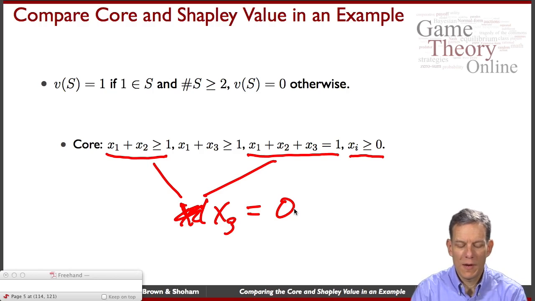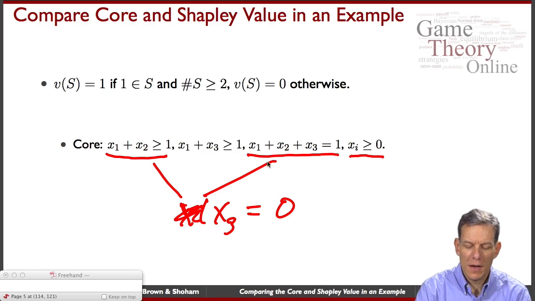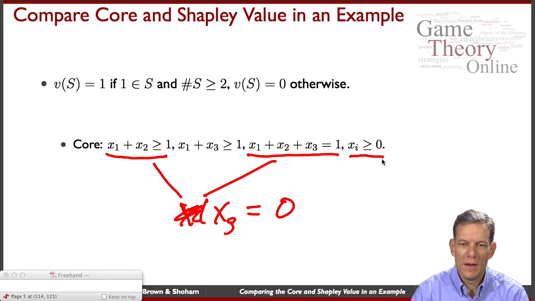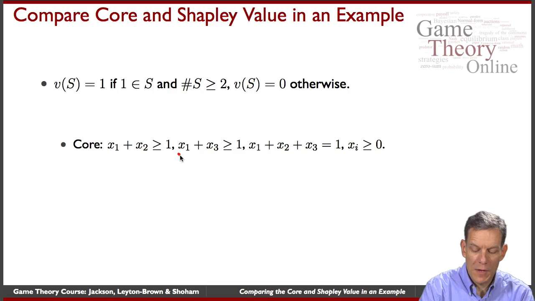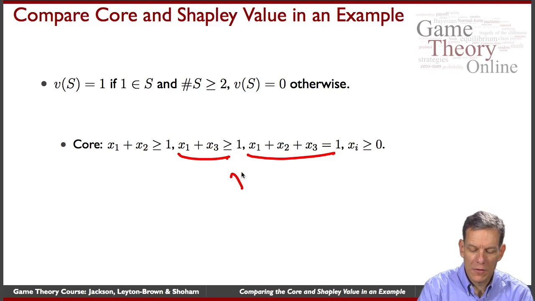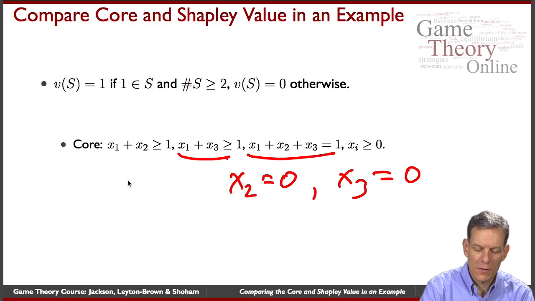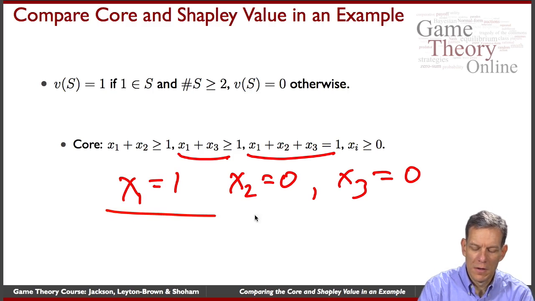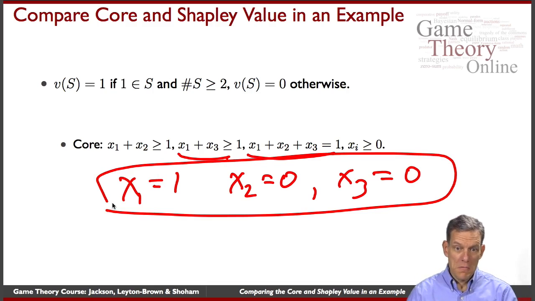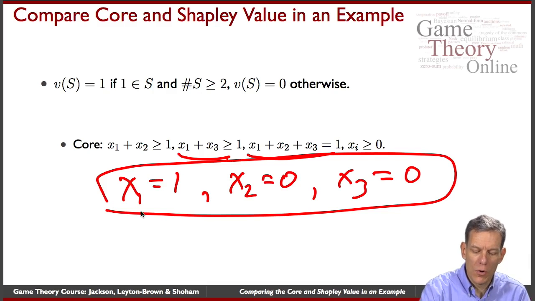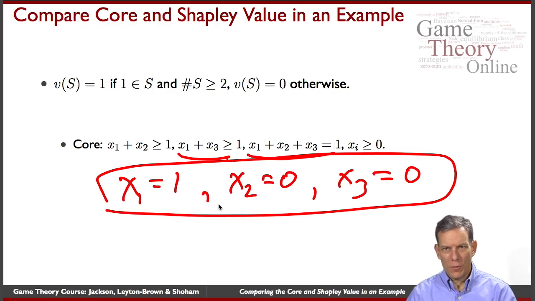So there's no way to be giving 1 and 2 at least 1, and all 3 a total of 1, except by giving 3 0. Okay, so then we can do the same thing here. That means that x2 is equal to 0. If we've got x2 equals 0 and x3 equal to 0, that's going to imply that x1 has to be 1. So in this case, the fact that 1 is a vital player, an essential player, this means that the core actually gives 1 the full value here.